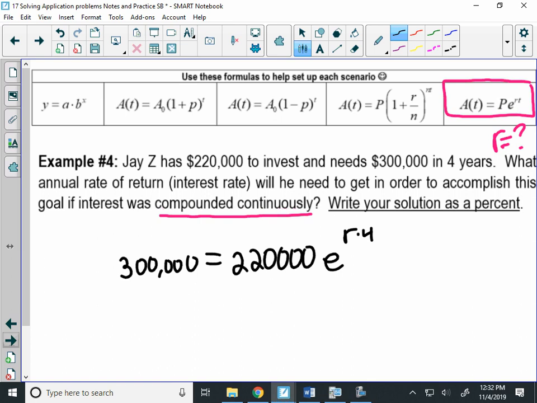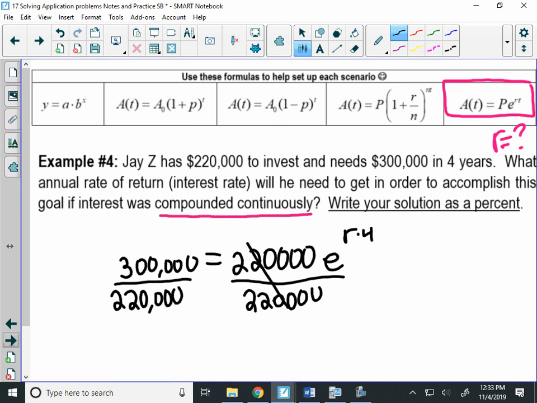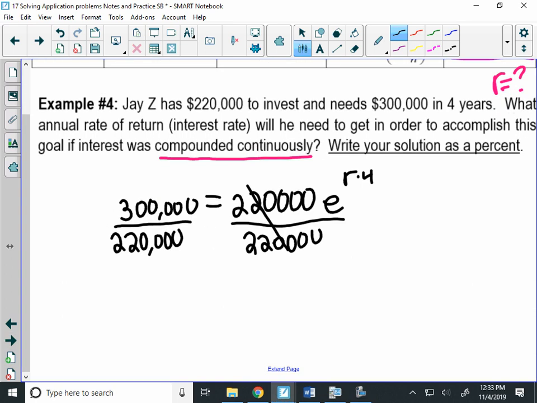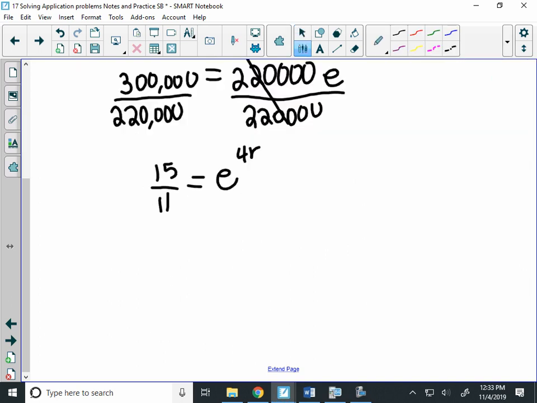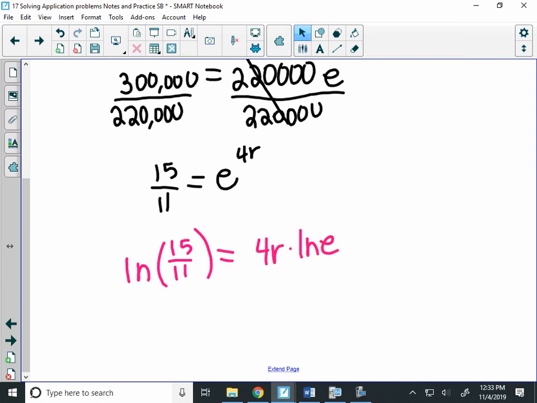Now this one's going to be solving essentially the same way, but we'll use a different logarithm here. What do I have to do first? Divide by 220,000, and that will give me a pretty nice fraction. Can someone do that math for us? 15 divided by 11. Okay, so you can leave it as that number. I would make it into 15 over 11. And now I have e to the 4r power. Now, because I have a base of e, what kind of logarithm am I going to use? The natural log. So go ahead and take the natural log of both sides.